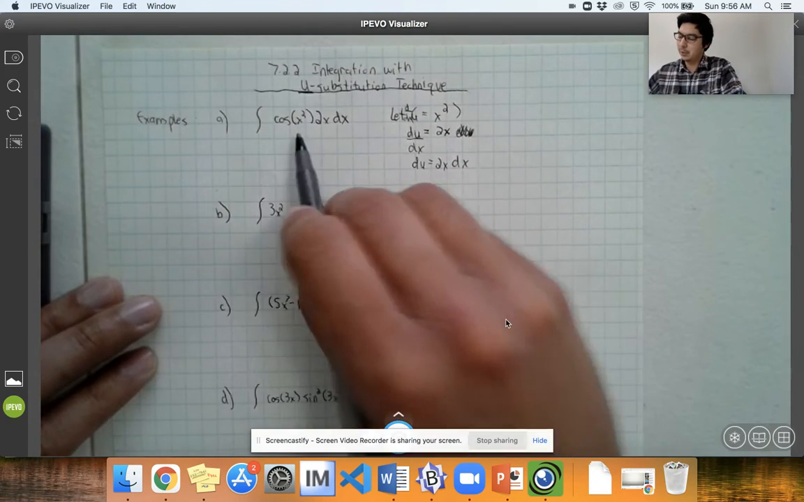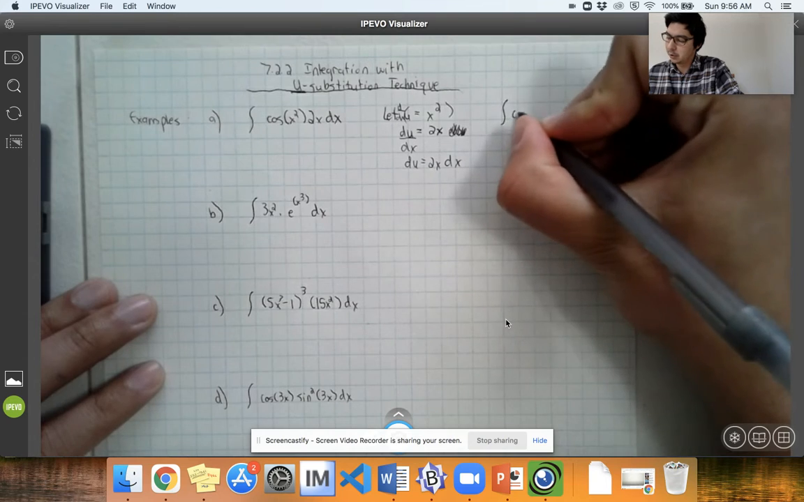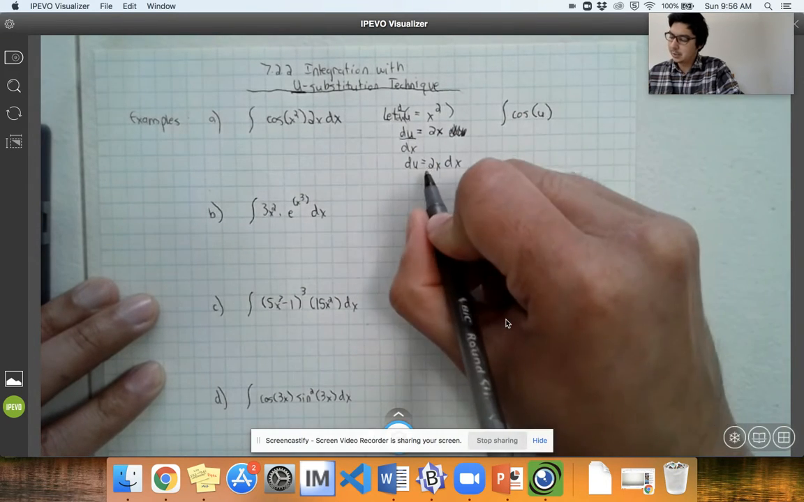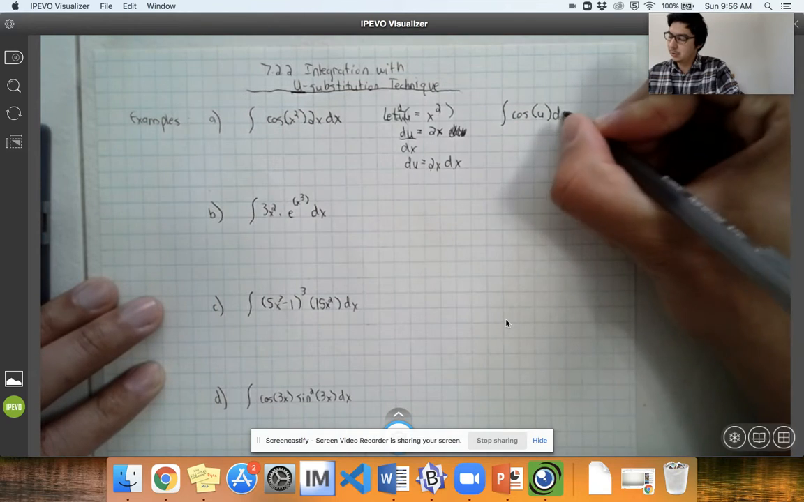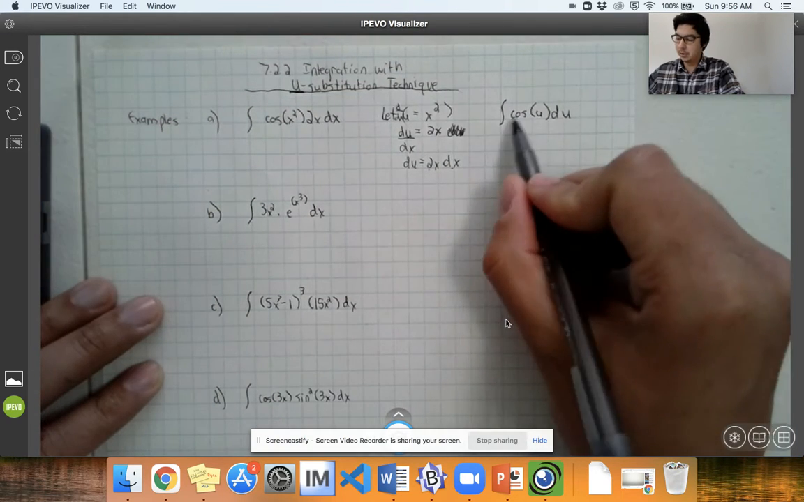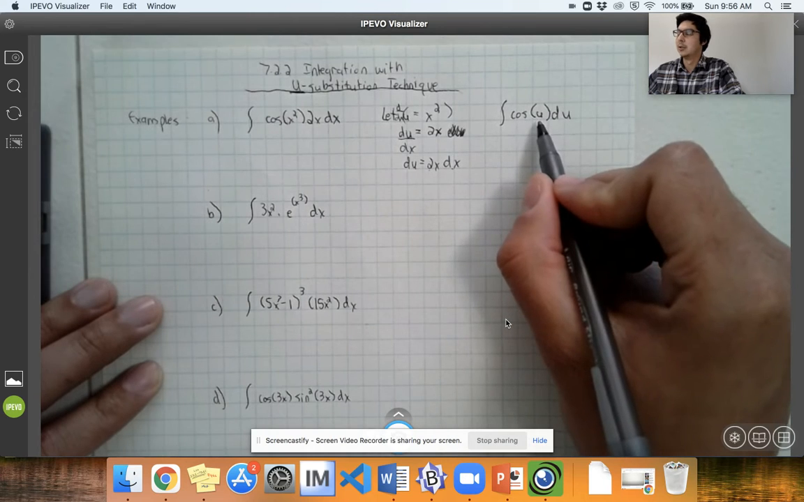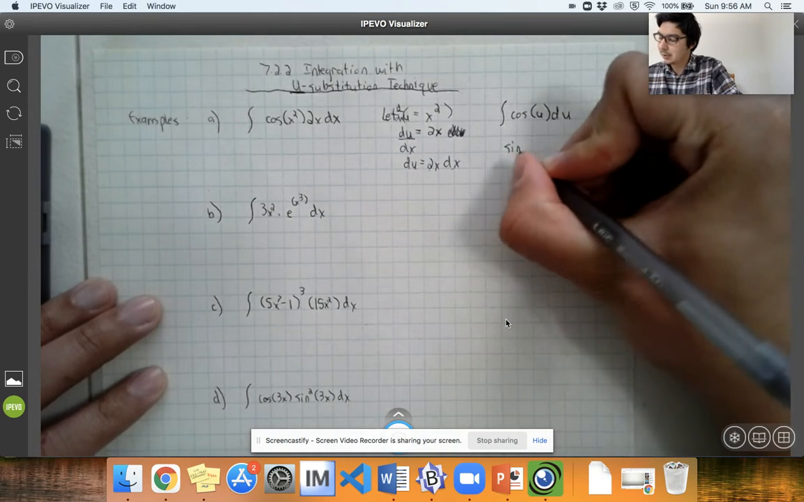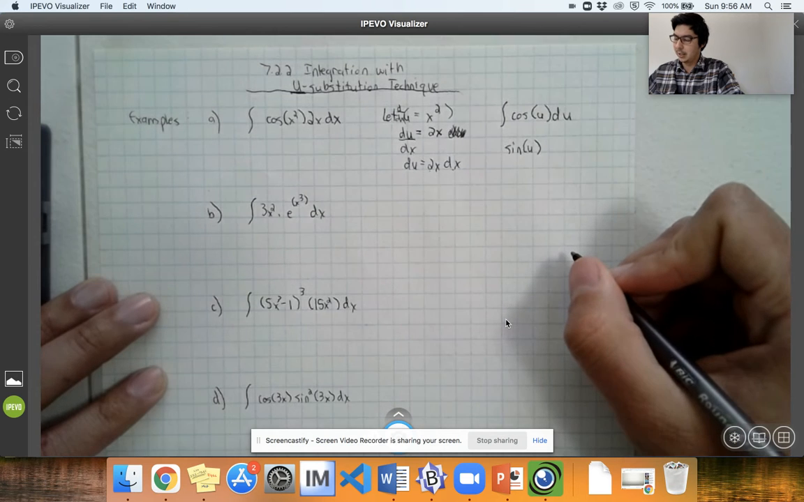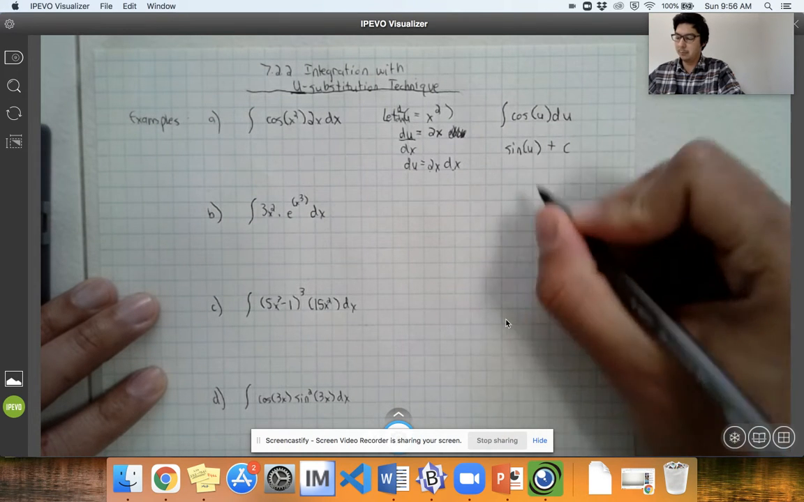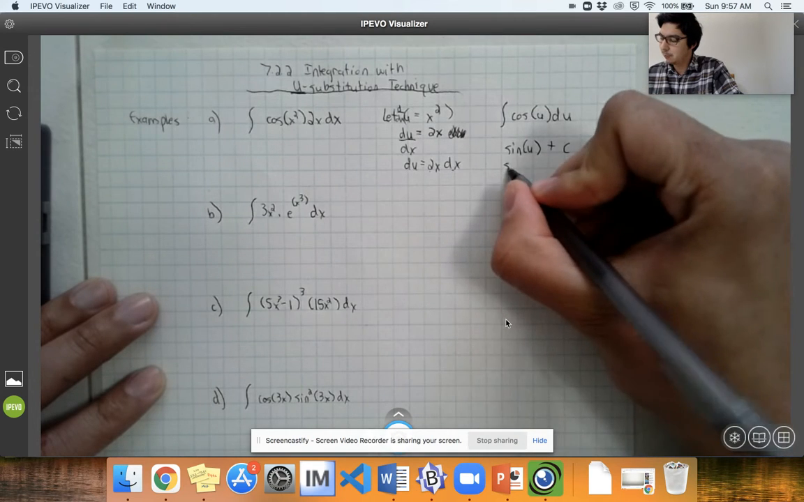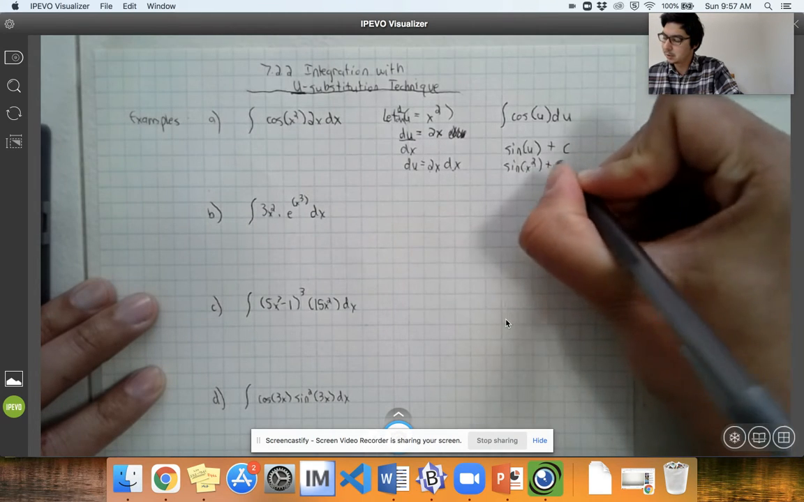So then what happens is we can rewrite this as the integral of cosine of u, and notice that 2x dx is du. It's just a different variable. So what's the integral of cosine of u? Well, that's going to give us sine of u, plus c. And then we just replace u back in. Since u equals x squared, we plug that back in, and we get sine of x squared plus c.